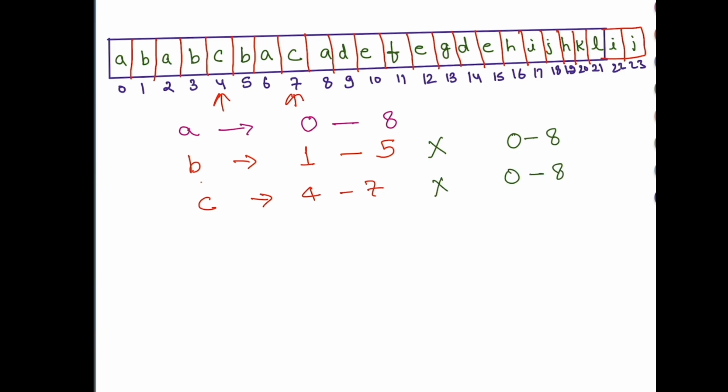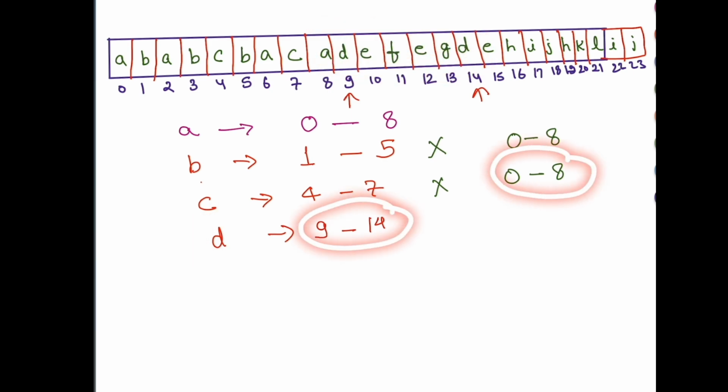Now what about the next character, which is B? We already have information for B, A, and C, and for A again. So we are going to ignore these four characters. But next, when we come to character D, it is telling me that I am starting at index number 9 and I am going till index number 14. This means D is telling me you can create a partition from 9 to 14, but you cannot break your partition in this range. And this range is out of my existing range, right? 0 to 8 is one range, 9 to 14 is a different range.